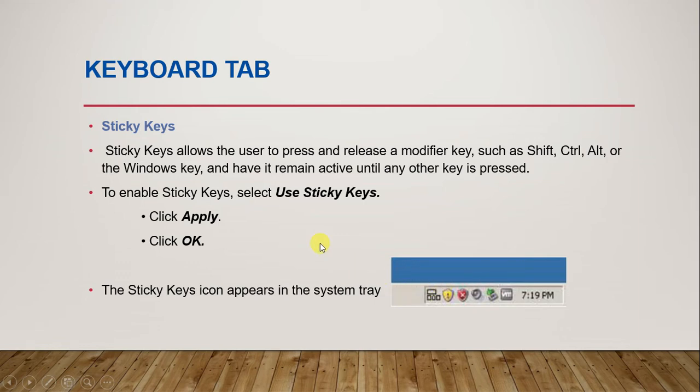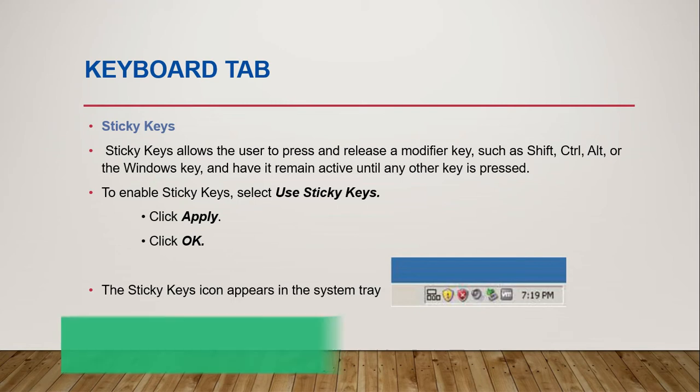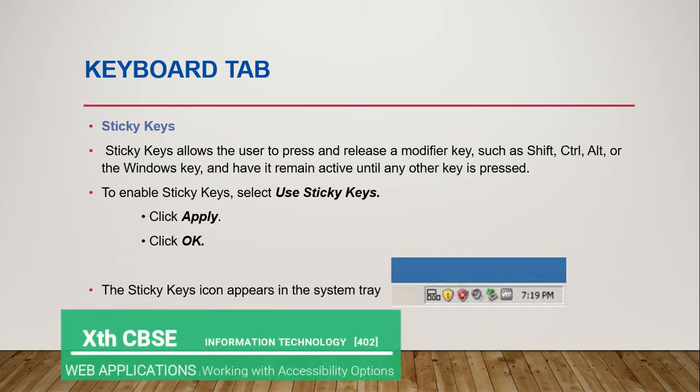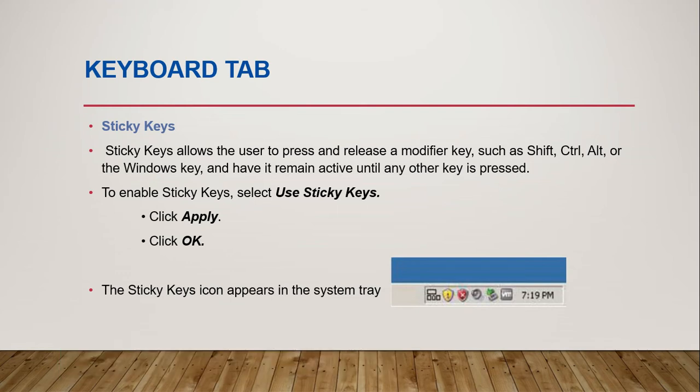So what one can do is take your notepad. In notepad, type some text. After typing some text, just go to the first part of your text, like the first row or the first letter of your text. Just press the Control key. Don't hold it, just press the Control key and click on A. What happens, it selects all the data. So that is the use of sticky keys.